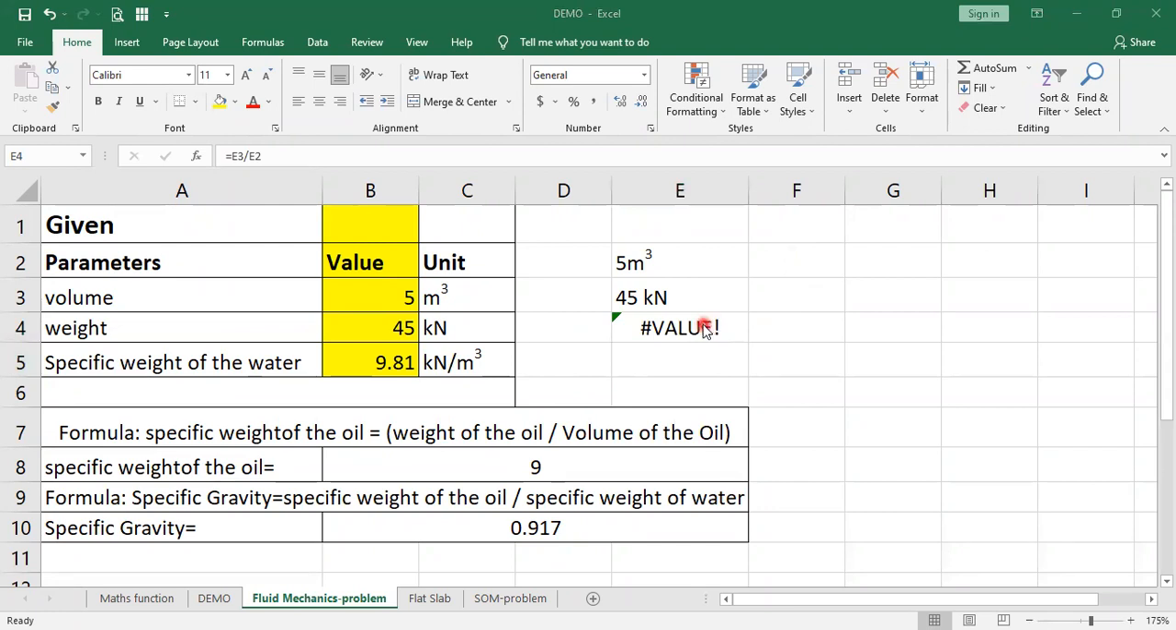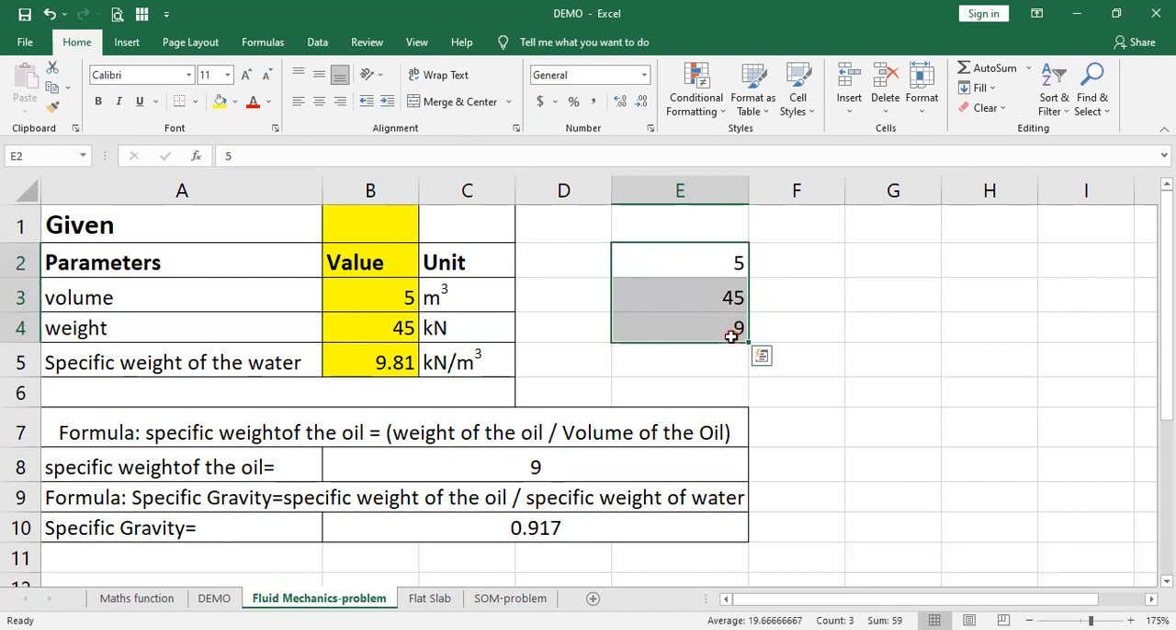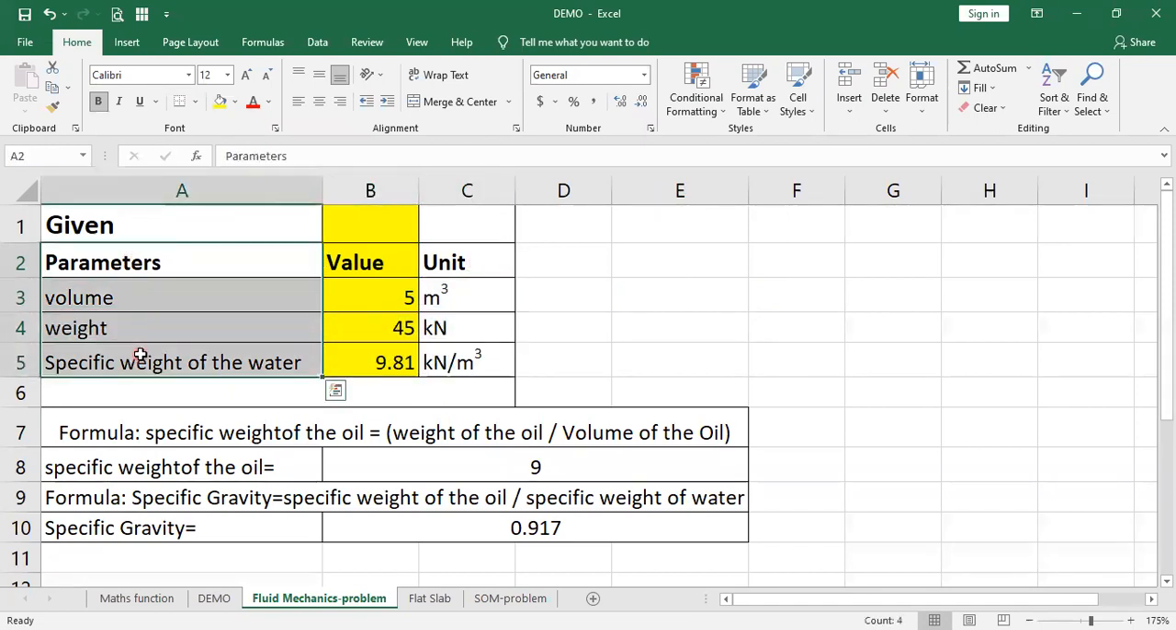Why? Because you have mentioned here value as well as text. But suppose if I remove this text here, just put only the value. Here also, in both the cells, you have to do it like this. Now you just look at, it has given you the exact answer. So that is the case. This is the reason I have mentioned values in this second column and units in the third column, while parameter in the first column.